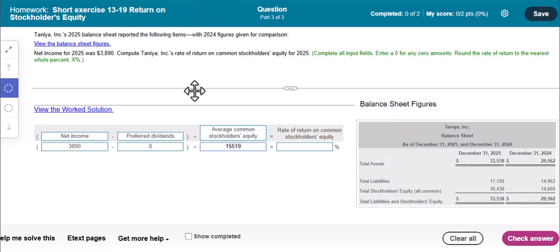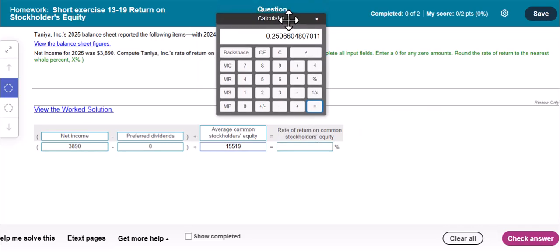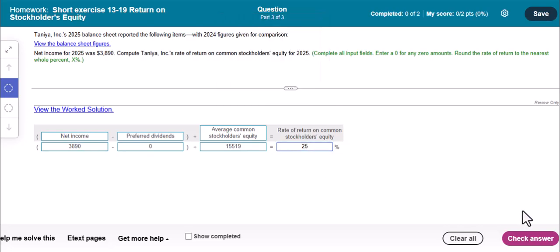Now we're going to work out our formula to get the rate of return on common stockholders' equity. Let's get our calculator. We take 3,890 and divide that by 15,519. That number is 0.25, so that is 25%. Since we are keeping it as a whole number and not rounding decimals, we keep that as 25%. Let's check our answer.